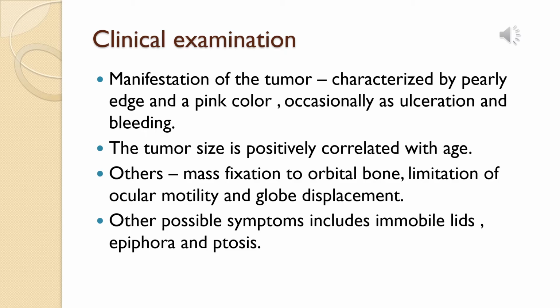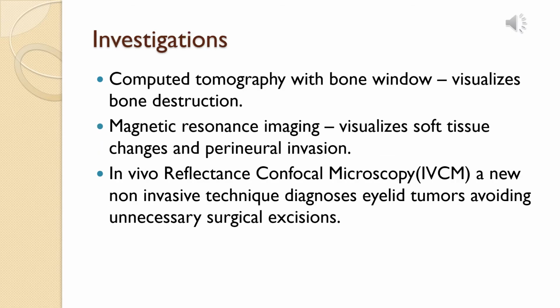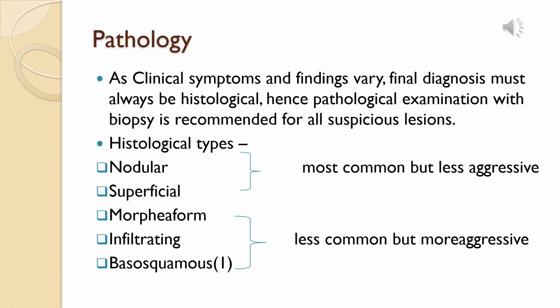Other findings will be mass fixation to orbital bone, limitation of ocular motility and globe displacement. Other possible symptoms include immobile lids, epiphora and ptosis. Coming to investigations, computed tomography with bone window visualizes bone destruction. Magnetic resonance imaging visualizes soft tissue changes and perineural invasion. As clinical symptoms and findings vary, the final diagnosis must always be by histopathological examination with biopsy.